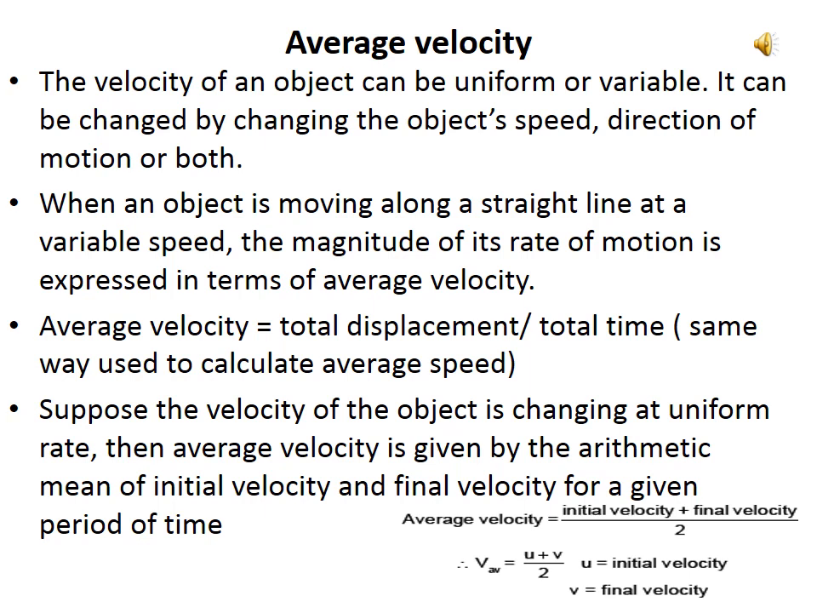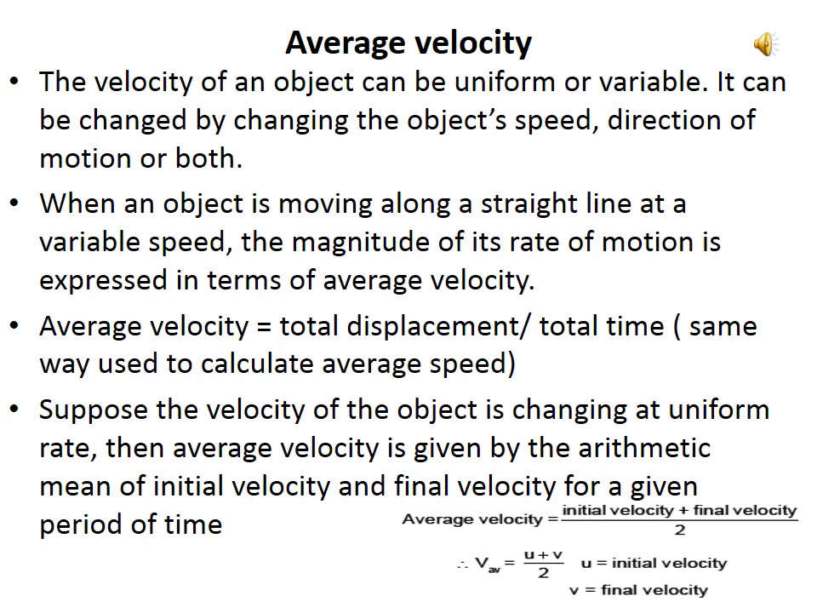That means average velocity is the velocity calculated for bodies in non-uniform motion, like we did in calculating the average speed. Average velocity is mathematically expressed as total displacement divided by total time, the same way we calculate average speed.